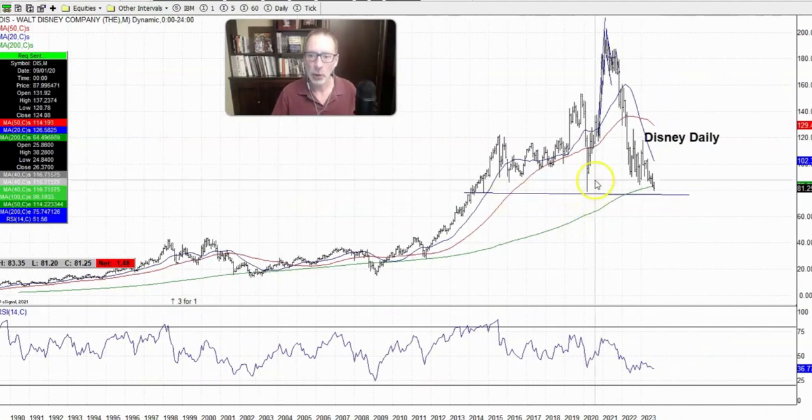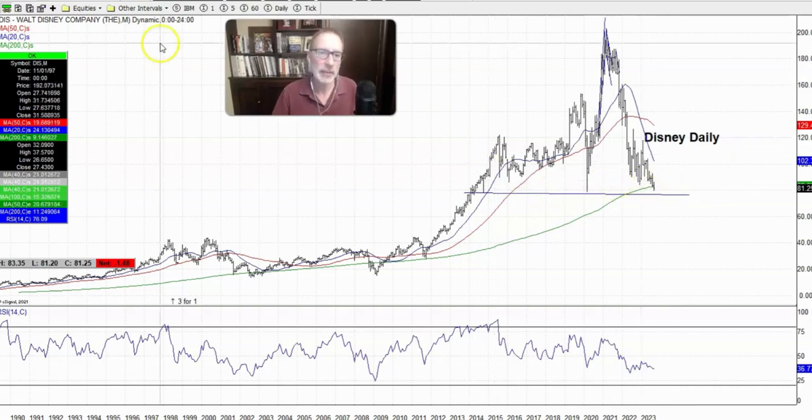The COVID low was just under $80 a share. You had the other $80 support back in 2014 or so. I'm waiting to see what Disney's going to do down here at the lows. I mean, it's a great company, but right now it's weak, but maybe it'll bounce off the 80 level. That could be a once in a lifetime 10-year buy on Disney if it bounces off the 80 level. So keep an eye on Disney.